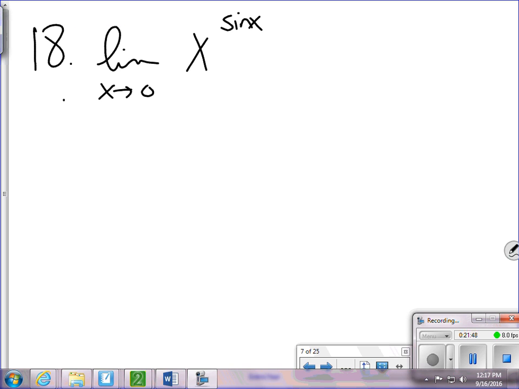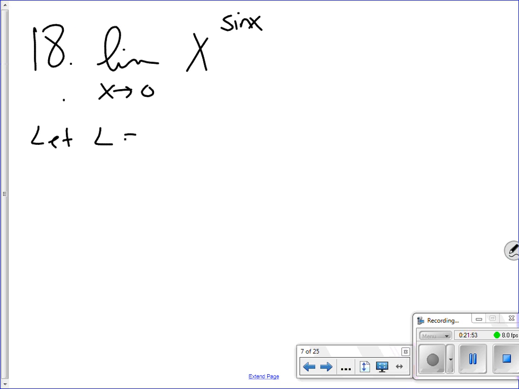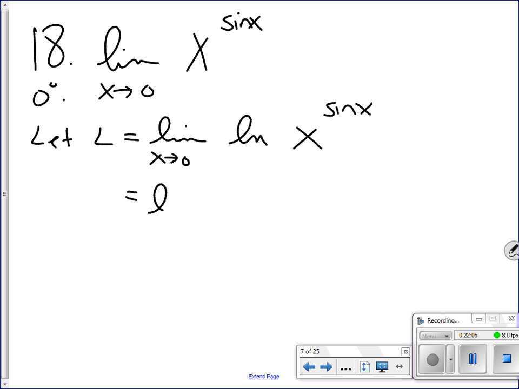We gotta hurry up. Okay, here we go. So we're gonna let L equal, because this was a 0 to the 0, the limit as x approaches 0 of the natural log. I should have just put the exponent down right away. We bring down the exponent, so we have the limit as x approaches 0 of sine x times the ln of x. And what form is that? 0 times infinity, and it's negative infinity, which is 0.